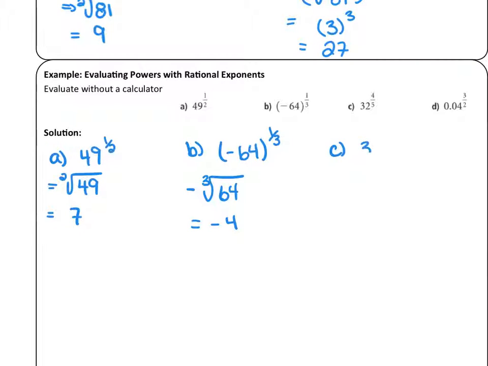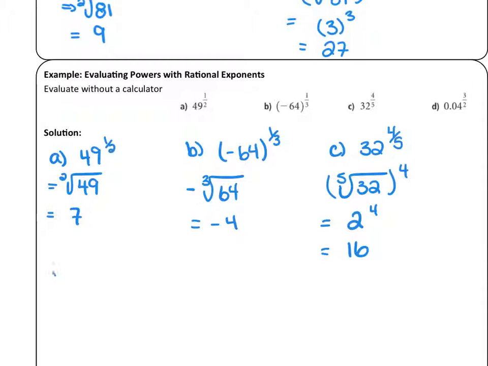C, 32 to the 4/5. So in this case, I'm going to do the 5th root of 32 first, and then I'm going to do the exponent 4. The 5th root of 32 is 2, because 2 times 2 times 2 times 2 times 2, 5 times, is 32. So 2 to the 4, and 2 to the 4 is 16.